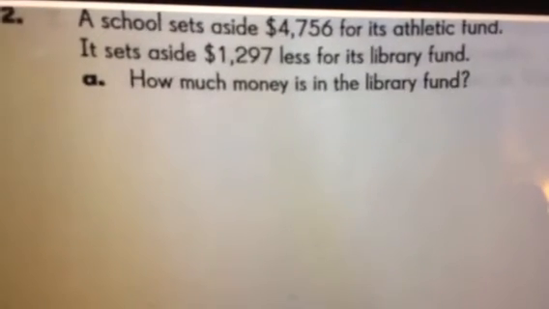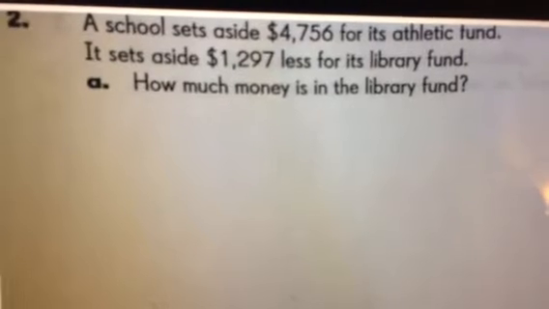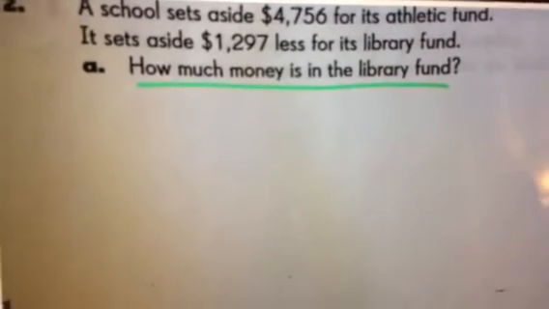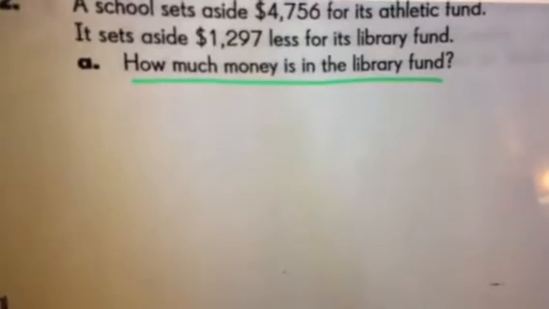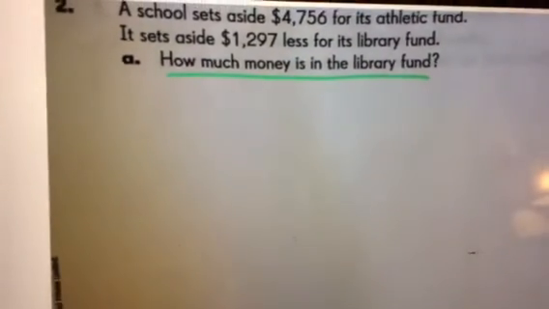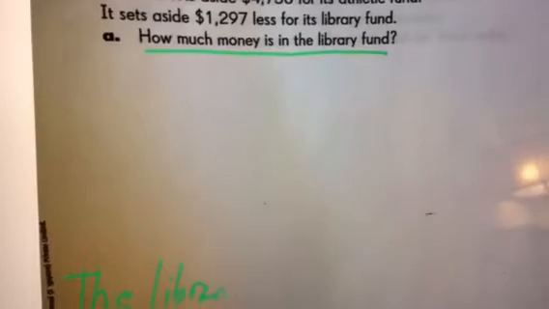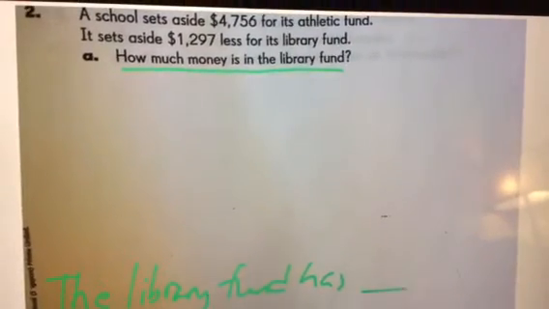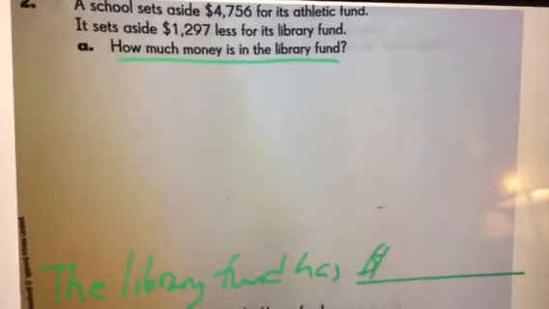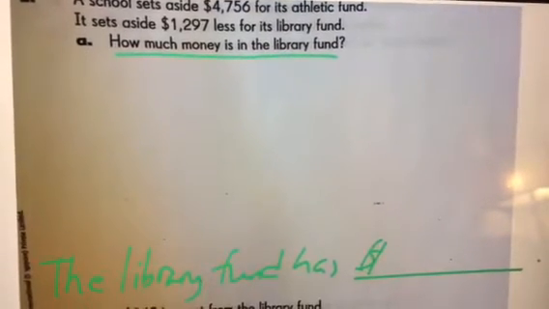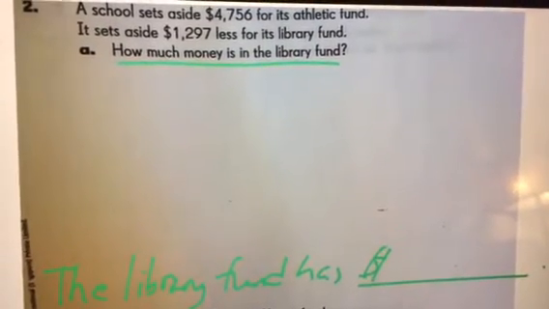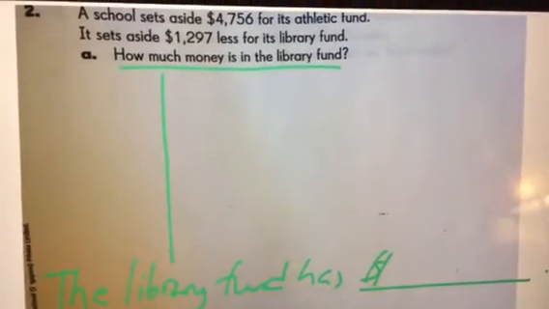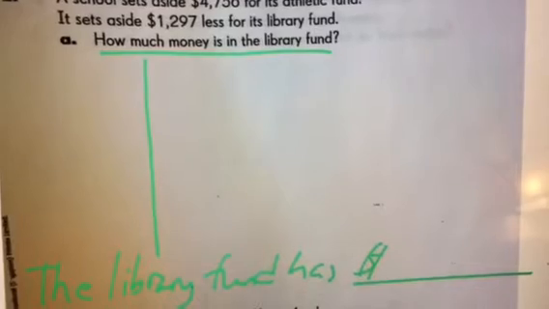Step number 2, write the answer statement using the question in the problem. How much money is in the library fund? So your answer statement should read something like, the library fund has, I guess you could say, blank dollars. Step number 3, draw the starting line. Step number 4, who or what is the problem about?